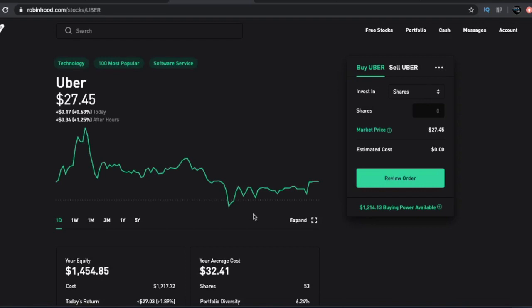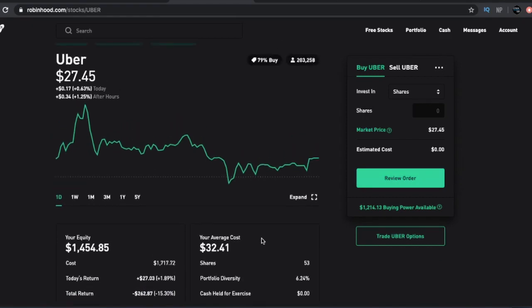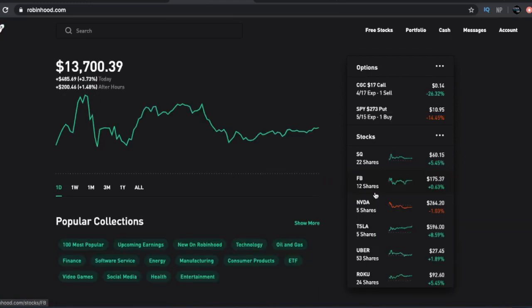Next one, Uber. Uber is one of the ones that I am down quite a bit on, and I'm down 15.3%. I have 53 shares. My average cost is $32.41 and it's at $27.45, so it needs to go up another $5 for me to break even, but I don't want that. I want it to go down. And I'm down $262.87, which is down 15.3%. Let's go on to my next holding.